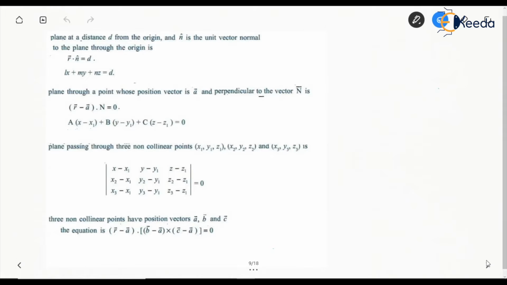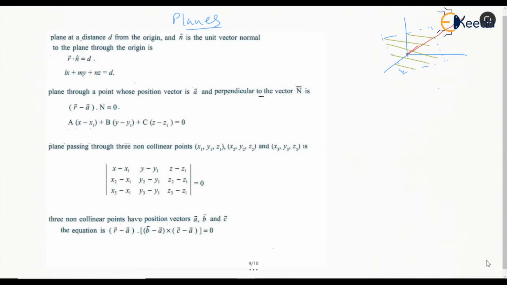Now let's discuss planes. So if we are in this 3 dimension, and let's say this is a plane, and let's say this is a normal coming out. I hope you are getting that 3-dimensional picture I'm trying to give you.